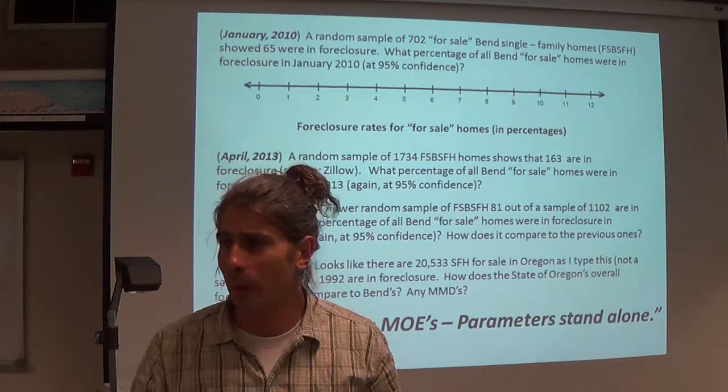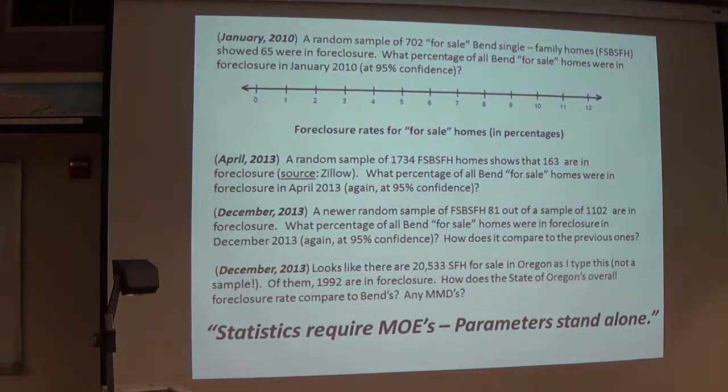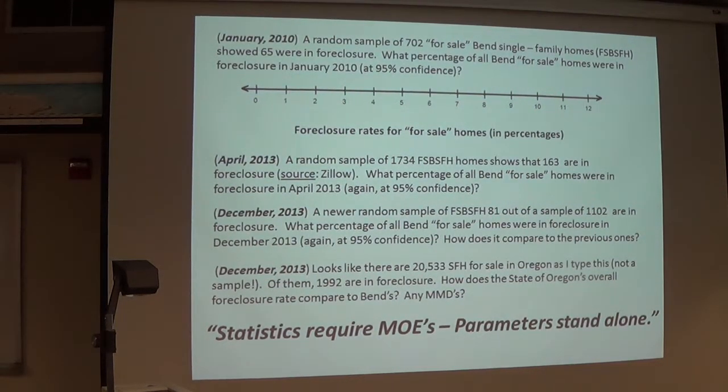Me again, why a parameter doesn't need a margin of error. There is no error, because you've counted the whole population. Error is not a bad thing. Error is not bad. Error happens. Error happens because you have a bell curve.